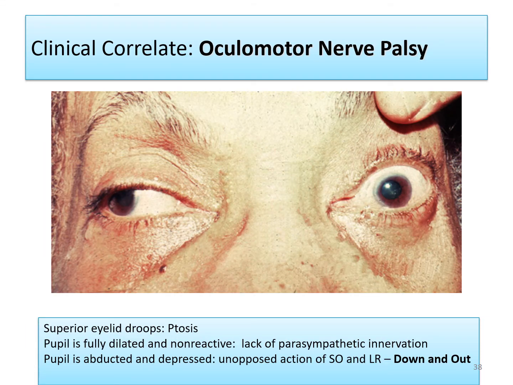Clinical correlation, oculomotor nerve palsy. In oculomotor nerve palsy, you have a droopy superior eyelid, which is called ptosis. Your pupil is going to be fully dilated and non-reactive. The lack of parasympathetic innervation causes this because you have unopposed sympathetics, and the pupil will be abducted because you have the lateral rectus that pulls laterally, and it'll be depressed as well because you have unopposed action of the superior oblique. So your gaze will be out and down, or down and out.